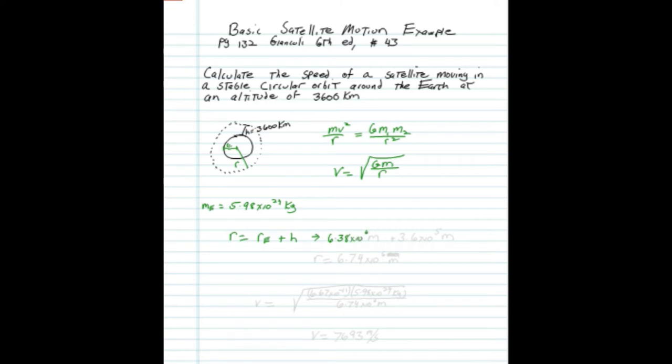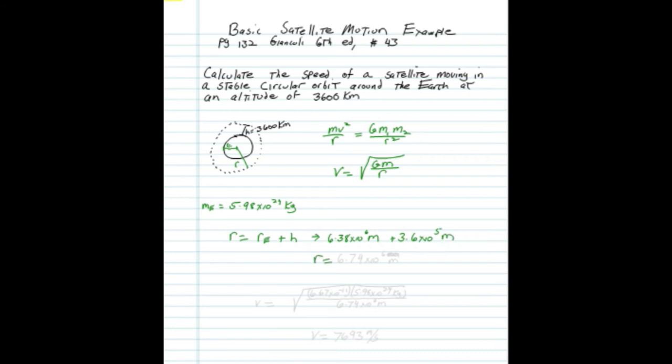So that's going to be 6.38 times 10 to the 6th meters. That's the radius of the Earth, plus the 6,300, or 3,600, excuse me. However, this is written in kilometers. I need to convert that to meters. So you need to multiply that by 1,000 to get it in meters before you begin. So if I multiply 3,600 by 1,000, I get 3.6 times 10 to the 5th meters.